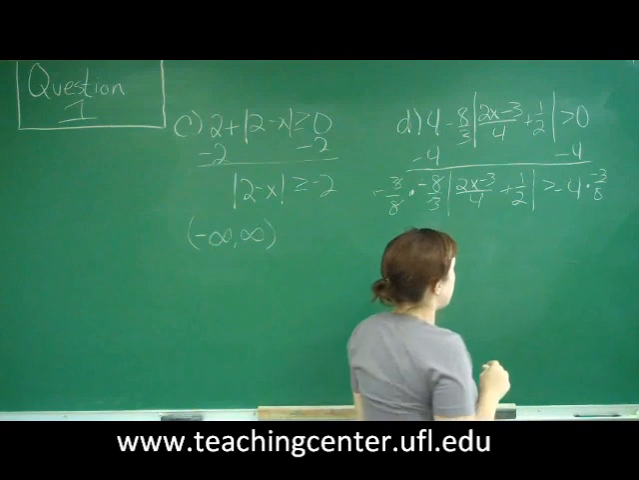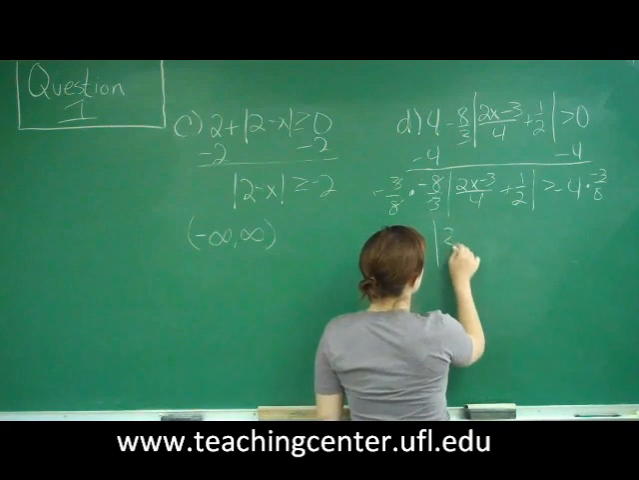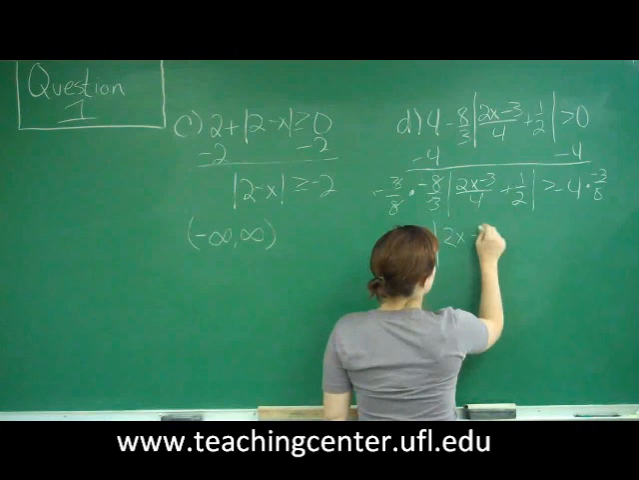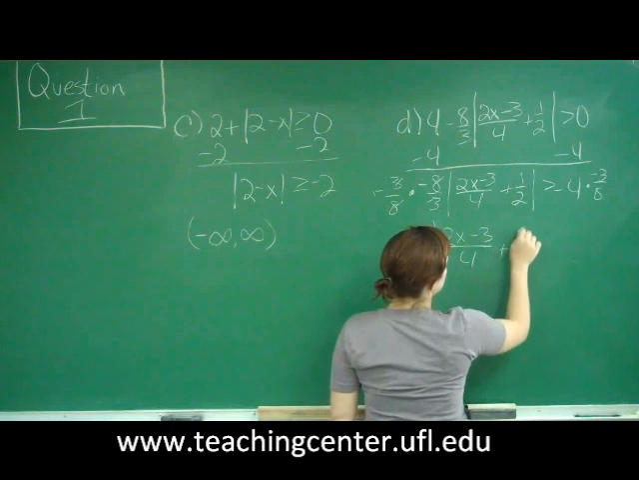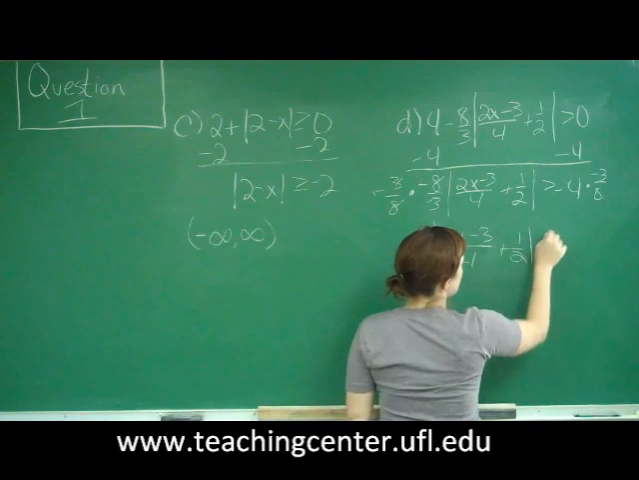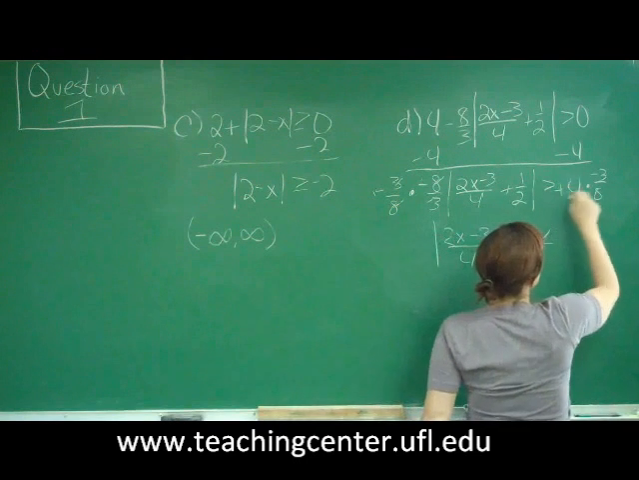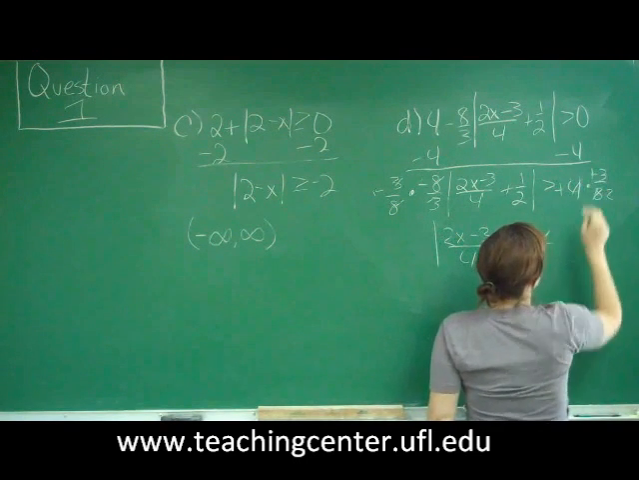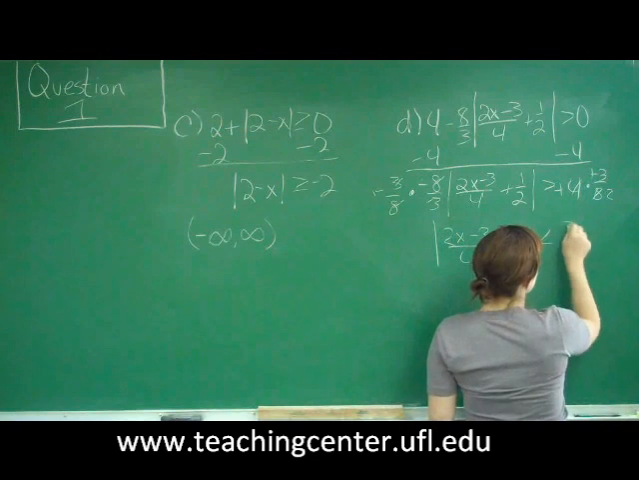Since we're multiplying by a negative, don't forget that we will have to switch our sign. So it becomes less than, and then negative times negative is a positive, so less than 3/2.